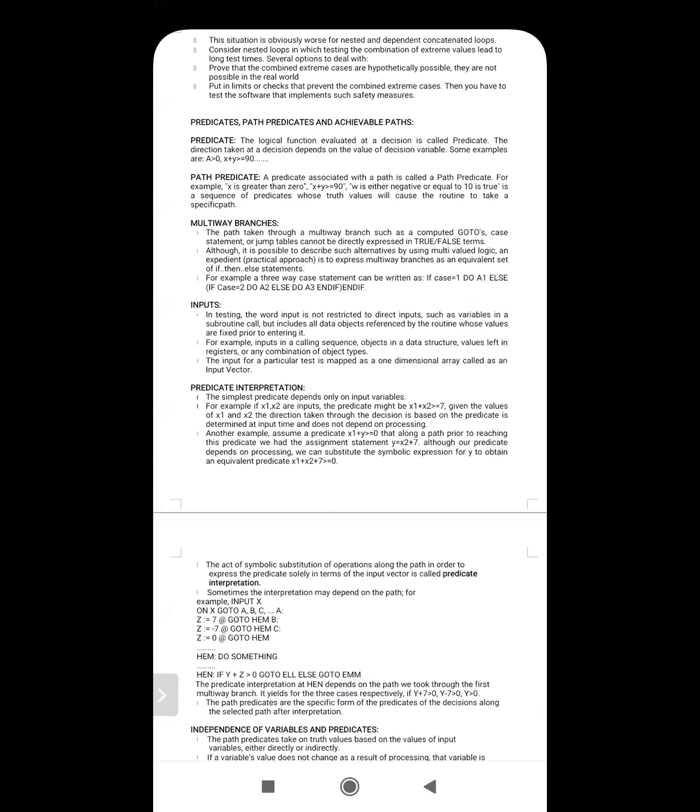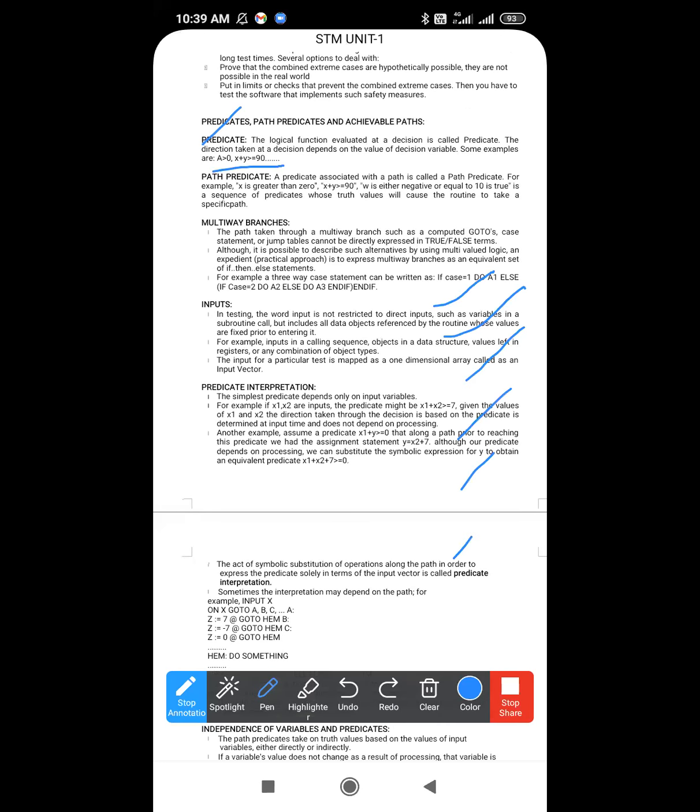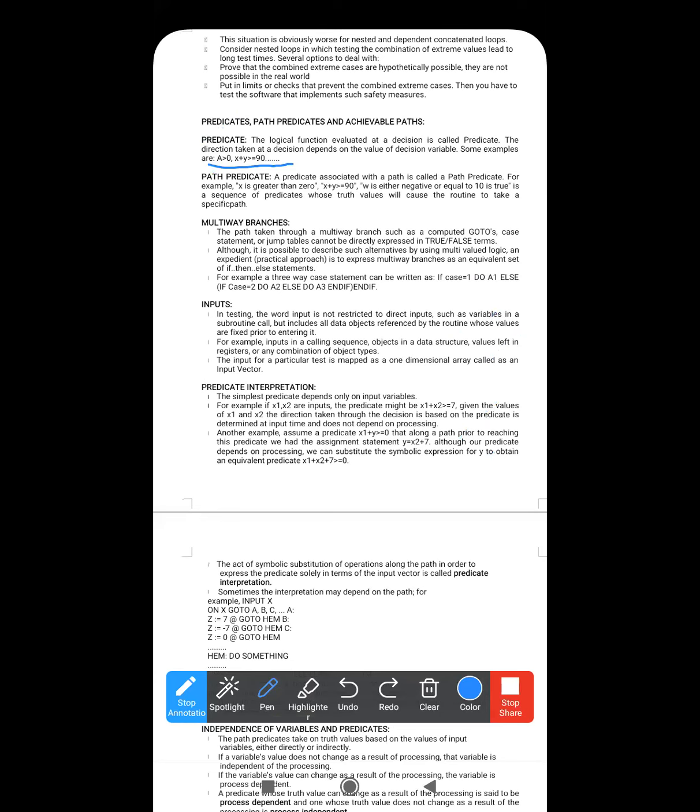Okay, for example, x is greater than 0. For the decision taken, a decision depends upon the value of the decision variable. For example, see this: a greater than 0, x plus y greater than or equal to 90. Like that, the prediction will be done. But we don't know the a value, we don't know the x and y values. We can just predict it, either it is true or false.